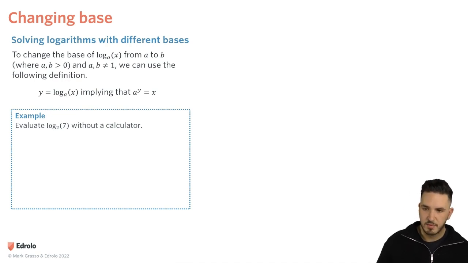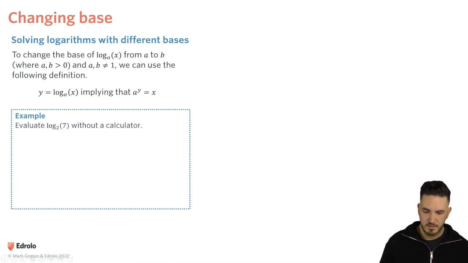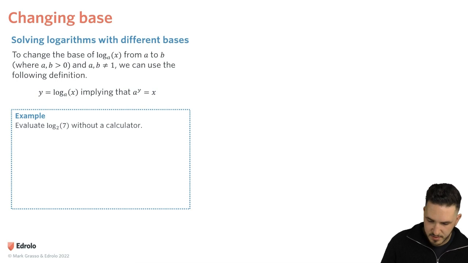So let's, for example, look at the following. Let's say we've got y equals log a of x, implying that a to the y equals x. So let's take log b of both sides. Let's start with a to the y equals x.